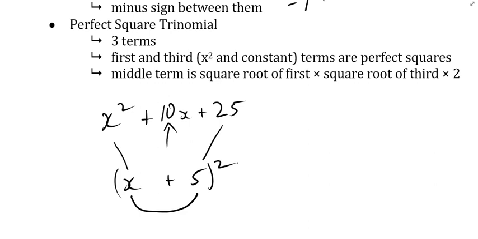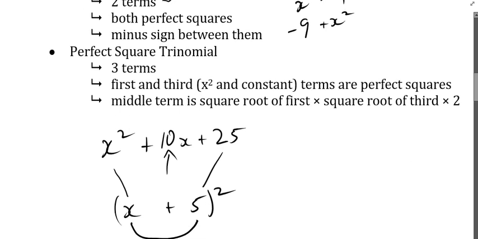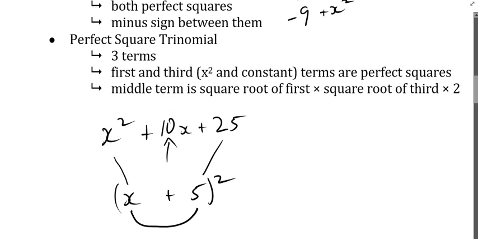You don't have to. And the nice thing about these is they can be factored like a simple trinomial or a complex trinomial. I could say two numbers that add to 10 and multiply to 25, and that will work. So you can do it that way. It's absolutely fine. But the connection and seeing what a perfect square trinomial is will be important later on.